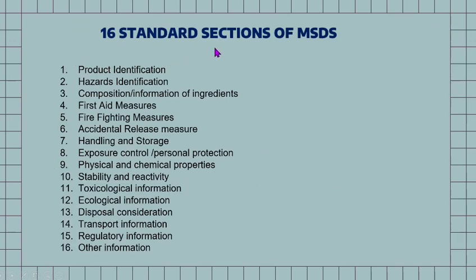These are the 16 standard sections of MSDS. The first section is product identification, second is hazard identification, then composition and information on ingredients, first aid measures, firefighting measures, then accidental release measures, handling and storage, exposure control and personal protection, then physical and chemical properties, stability and reactivity, toxicological information, ecological information, then disposal considerations, transport information, regulatory information, and other information.